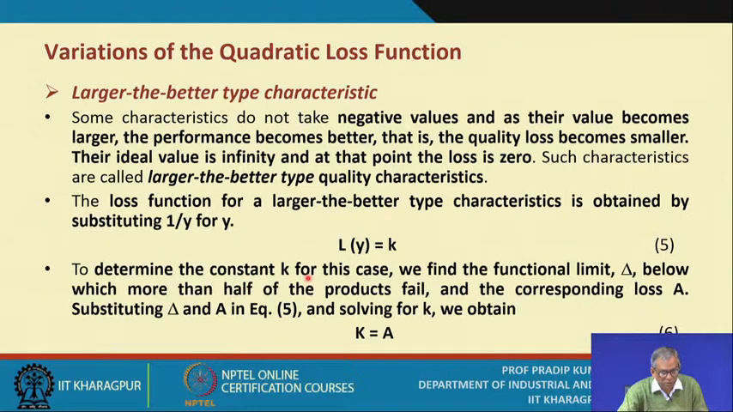To determine the constant k for this case, we find the functional limit delta below which more than half of the products fail, and the corresponding loss is capital A. Same notations we have used. Is it okay? Substituting delta and A in equation 5, that is L(y) equals k into 1 upon y square, and solving for k, we get k equals capital A into delta square.